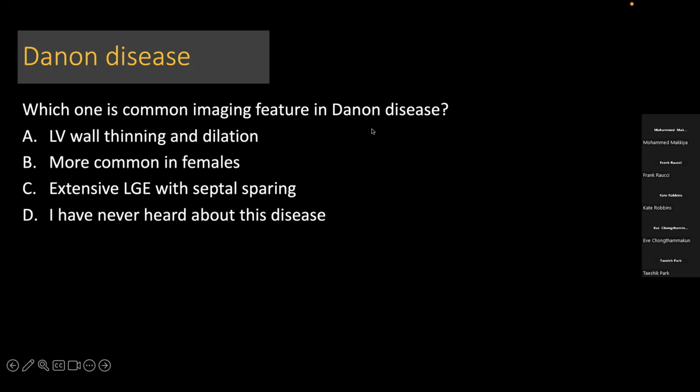I think over the last years, there is increased awareness about the genetic cardiomyopathies, so we started to hear about those diseases more frequently than in the past. Because usually it was not really a CMR finding that we could tell, but now with increased awareness, we are able to diagnose more and more patients earlier. So the correct answer for this patient is extensive LGE with septal sparing.